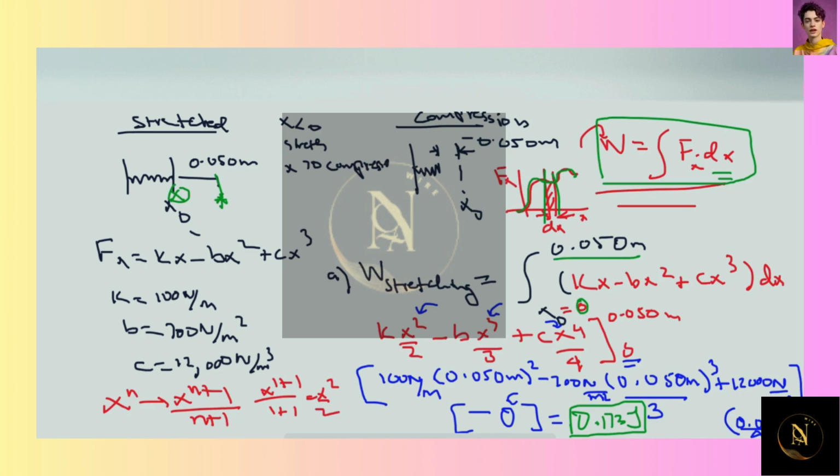Actually, it's not 0.173. I need to take that back. If I plug in the numbers, I get 100 times 0.05 squared over 2, because of this 2 right here, and then negative 700 newton per meter squared times 0.05 cubed over 3. That's fine. And then plus 12,000 newton per meter cubed times 0.05 to the 4th over 4.